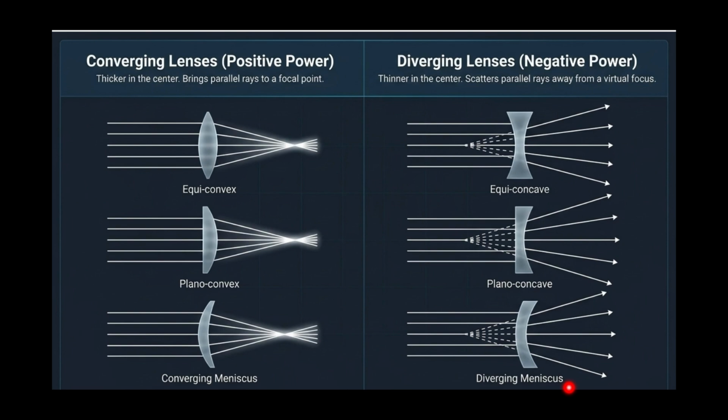For example, any lens can be in any of these three shapes. It can be biconvex, plano-convex, or concavo-convex, known as the converging meniscus. Likewise, it can be biconcave or equiconcave, plano-concave, or diverging meniscus. Now, how is this possible? As I told you, the power of the lens is the addition of this as well as this.